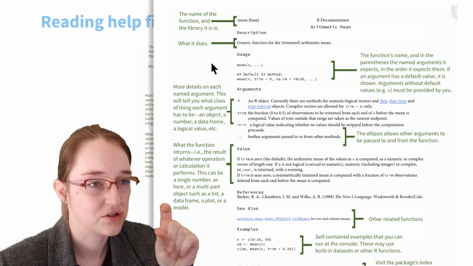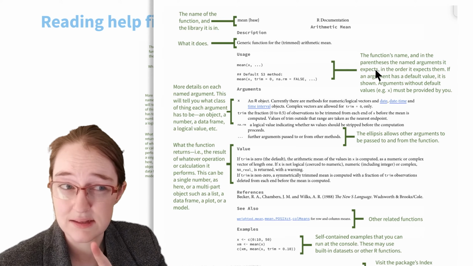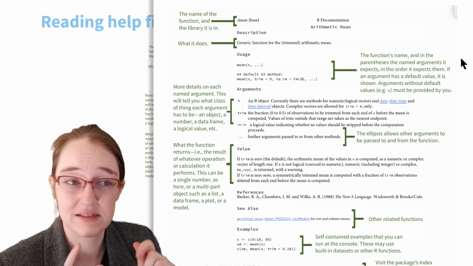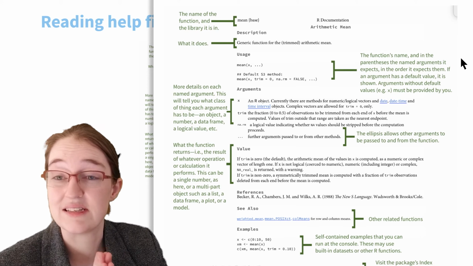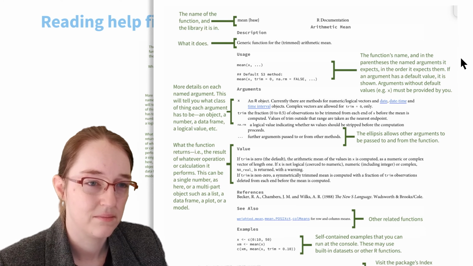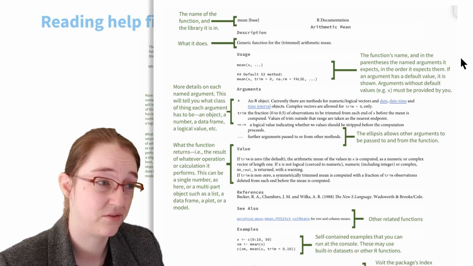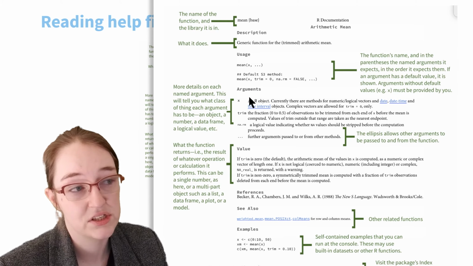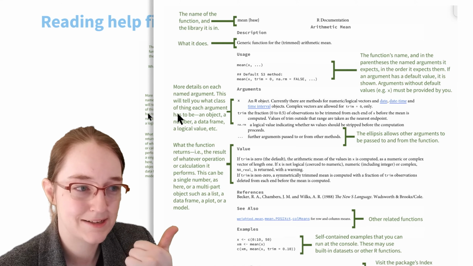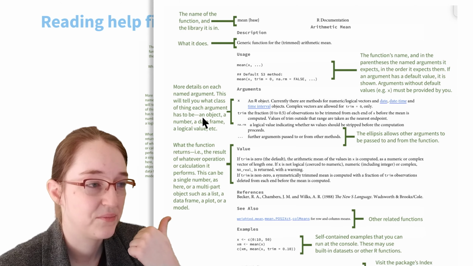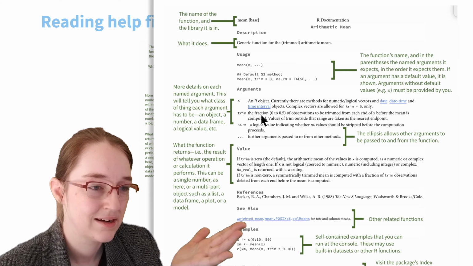Now, in terms of usage, it includes both the function's name and in parentheses, the named arguments it expects and the order it expects them in. As well as if an argument has a default value. So arguments without a default value means you have to give them that information. Now, for each of the specific arguments, it'll give you more detail. Like this will tell you what class the thing is.